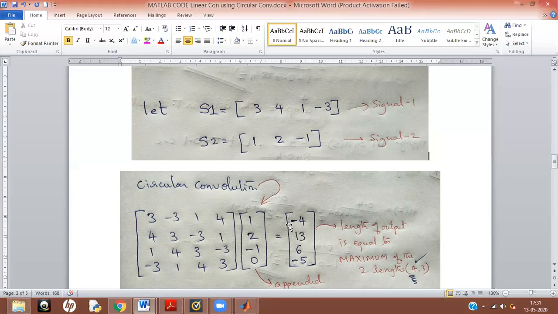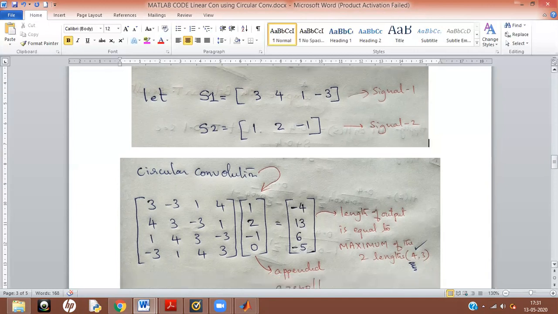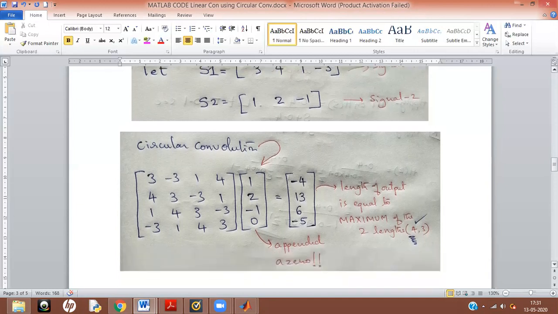What is the output? The output is minus 4, 13, 6, and minus 5. So this is how you get the circular convolution. But we want to obtain the linear convolution. The method can be anything, but that circular convolution is to be used. So I have shown here appending 1 zero.